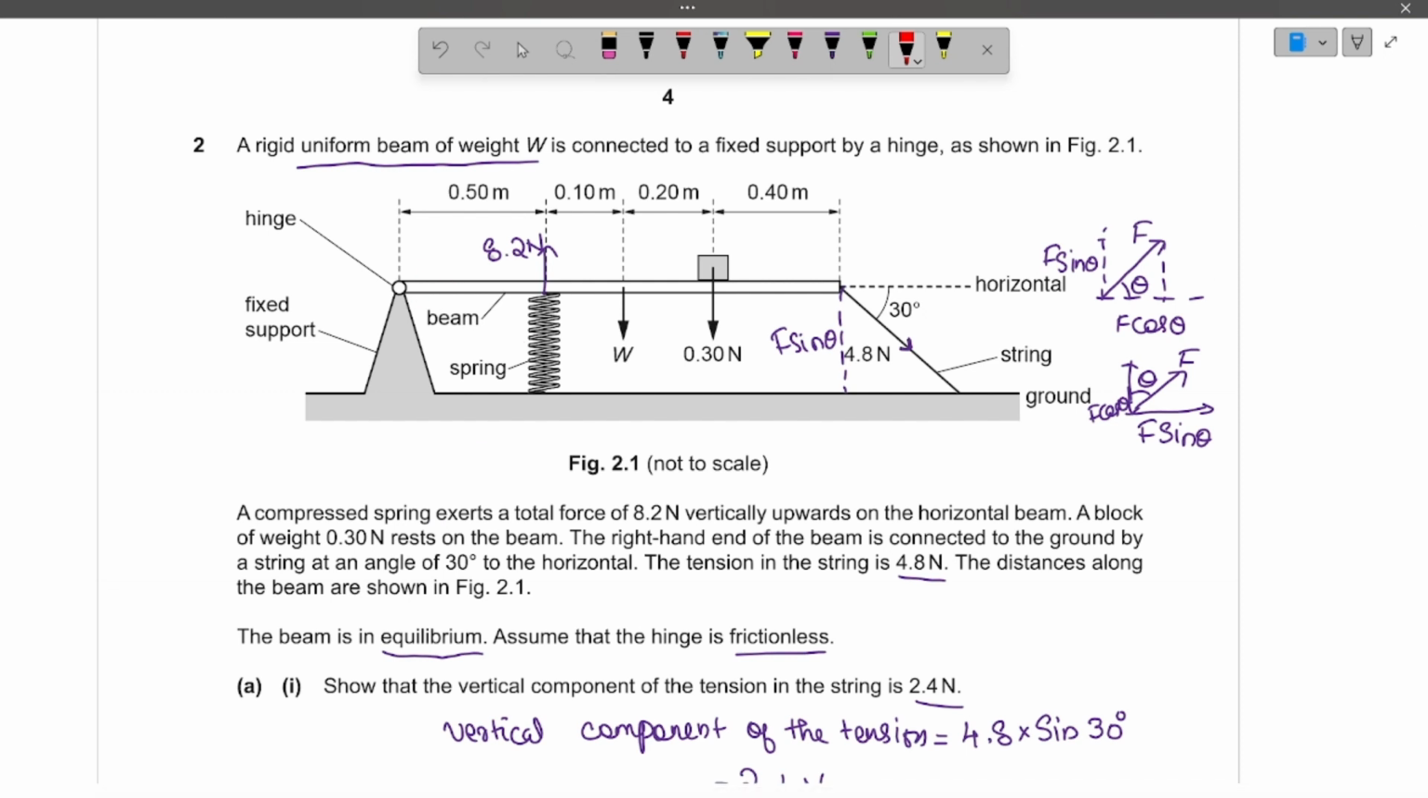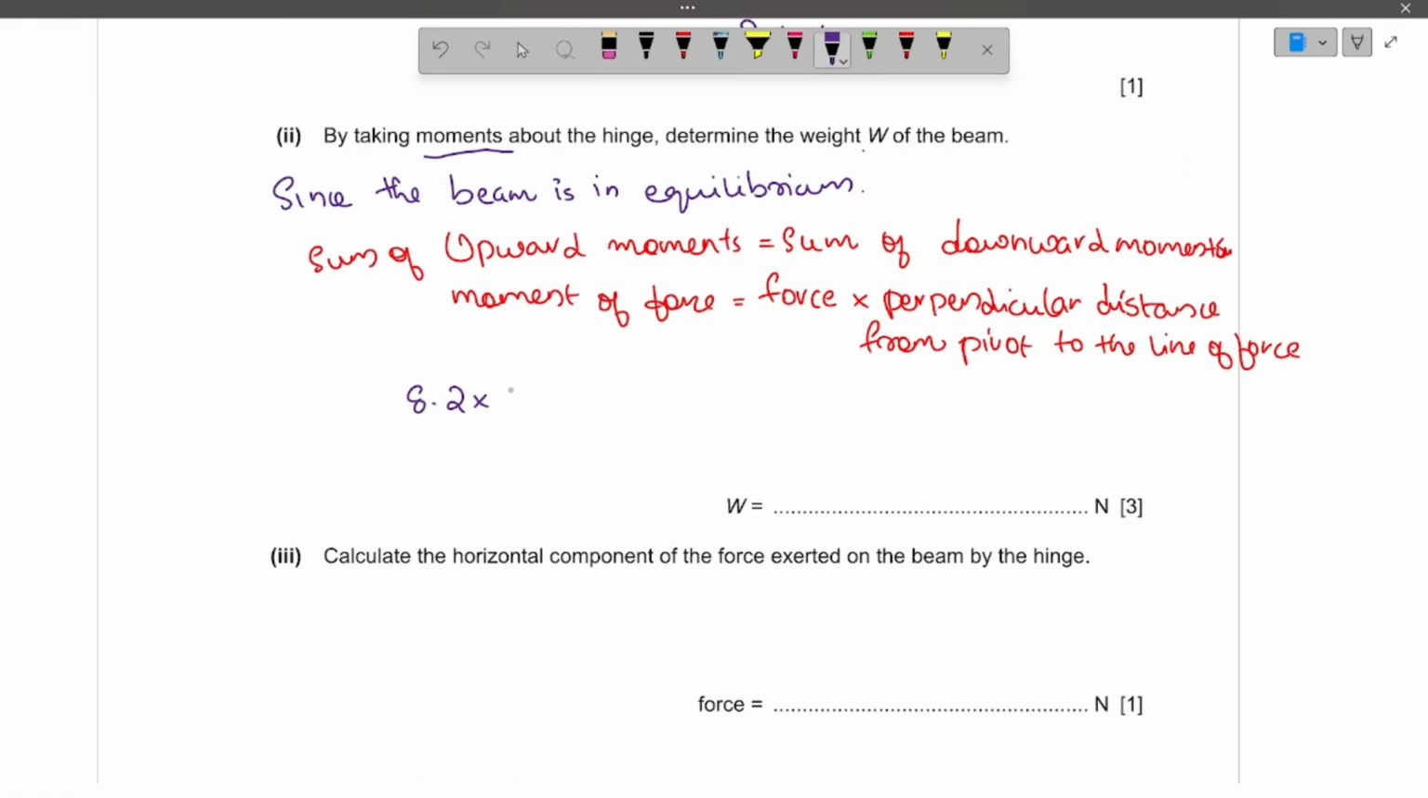What is the distance between this force and this hinge? You need to find out the moment about this hinge. Okay, so this distance is what you need to consider, which means 0.50 meter. So the upward moment would be 8.2 multiplied by 0.50. Let's consider the sum of the downward moments.